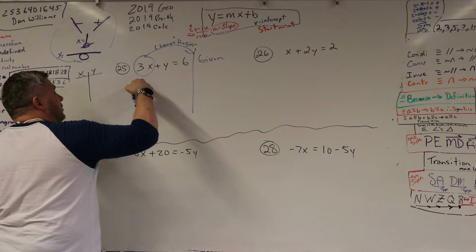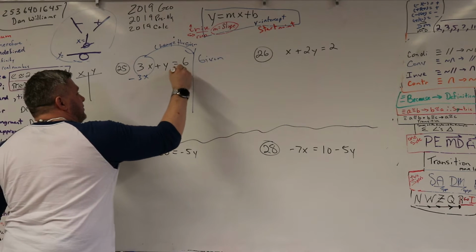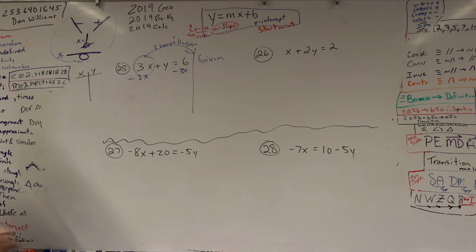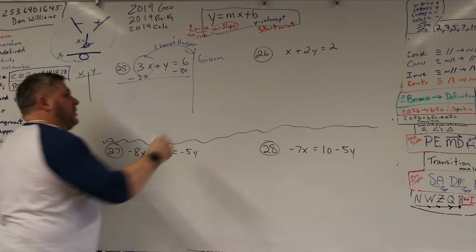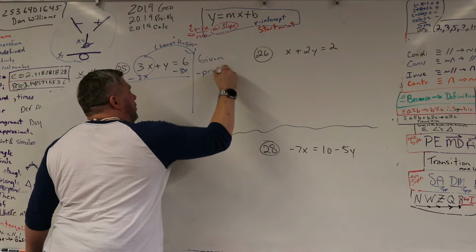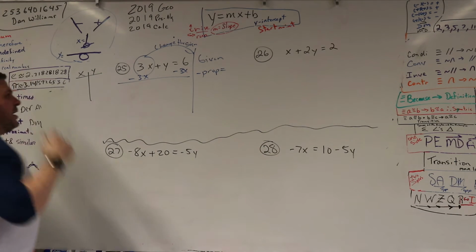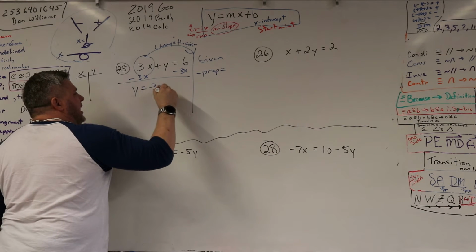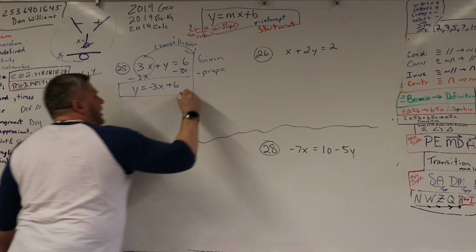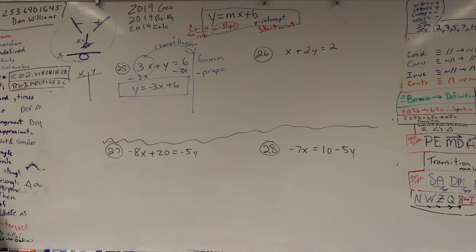Or, more complicated, given, right? What do? Subtract 3x, subtract 3x. Okay? What property is that? Subtraction. Good. Subtraction property of equality, right? And so what do I end up with? Y is equal to negative 3x plus 6. And that is in y-intercept form. Okay? Y equals. Done. It's that simple. That's all I'm asking for. Okay?